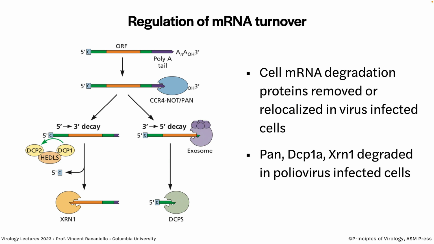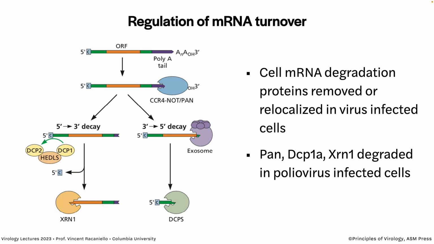Viruses also interfere with mRNA turnover. Now, as I said, in the cells, there's a system for turning over mRNAs, a series of proteins to make sure that mRNAs don't last forever. And here is a schematic of what generally happens. We have an mRNA with an open reading frame. These mRNAs are capped at the 5' end. They have an open reading frame. They have a poly A tail.